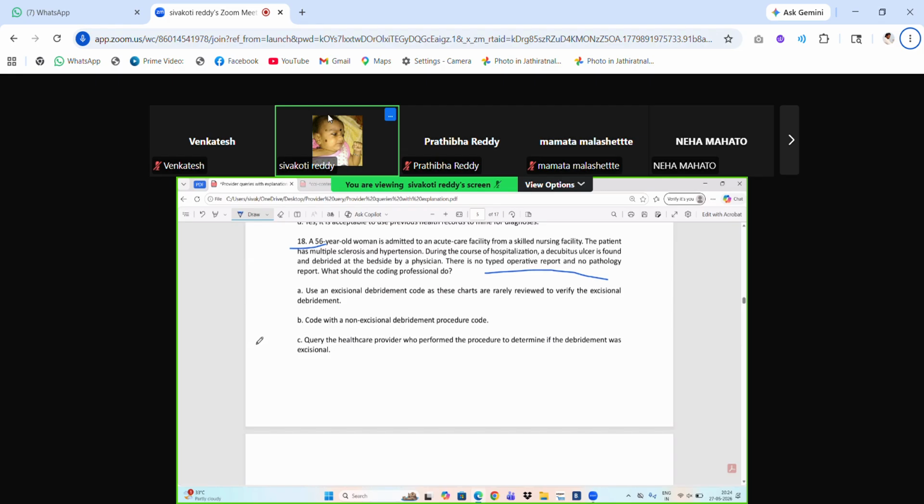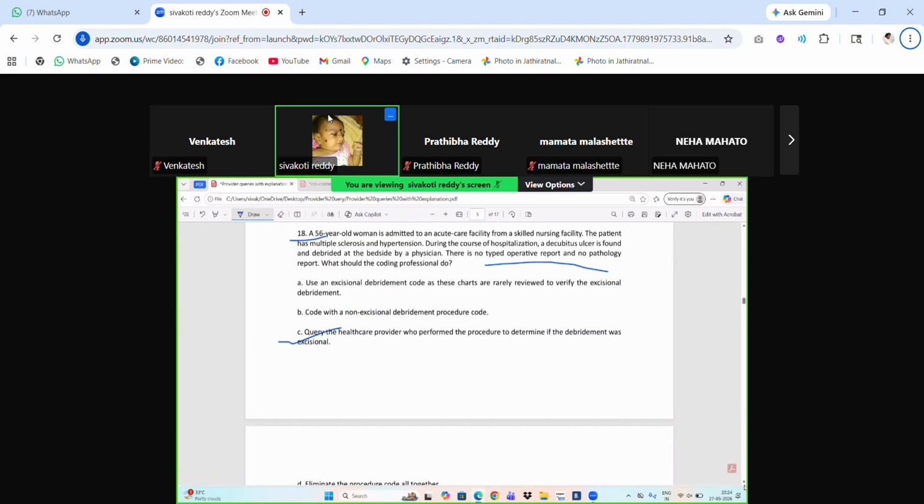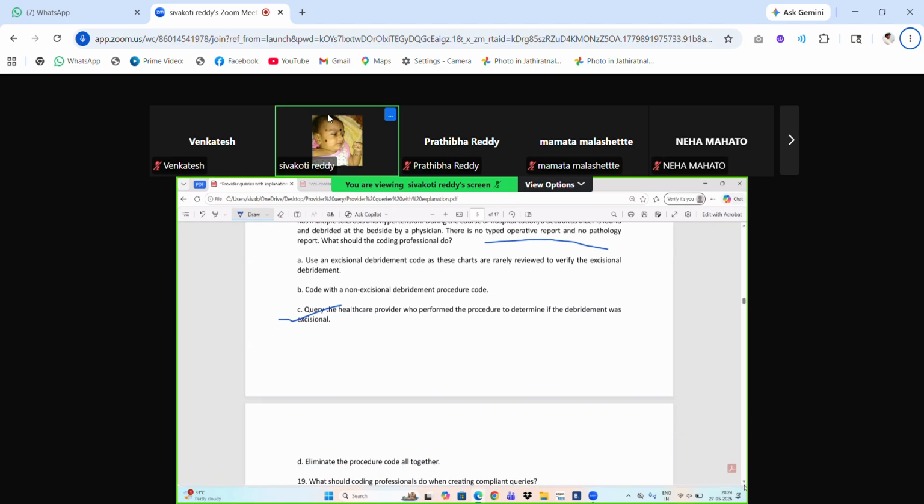So query the healthcare provider who performed the procedure to determine if the debridement was excisional or non-excisional. We need to raise the query, guys, if they do not mention the type and the depth of the debridement. But do not code directly without type and depth.